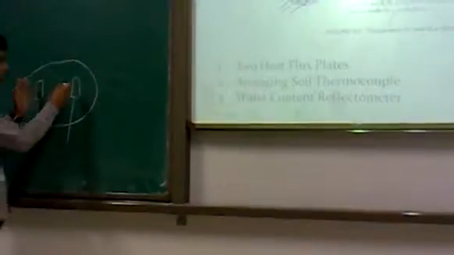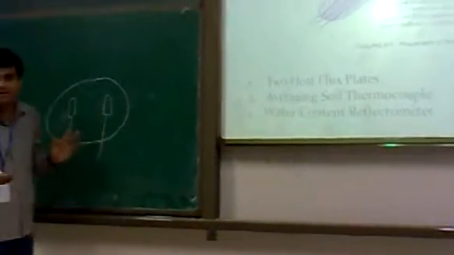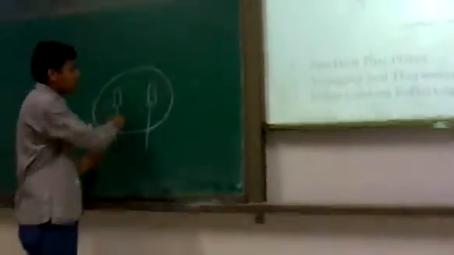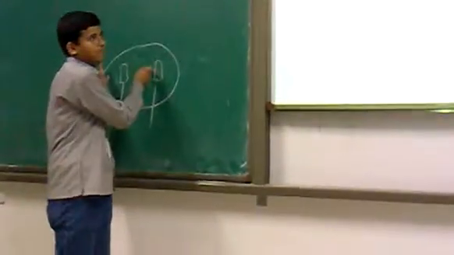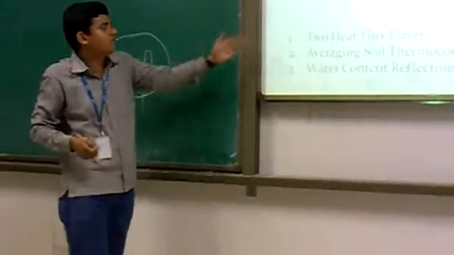Due to this, there is not a constant volume of water or constant temperature present here. At different times and positions, different temperatures are available. By using two heat plates, we get the average of that and calculate the average heat flux.